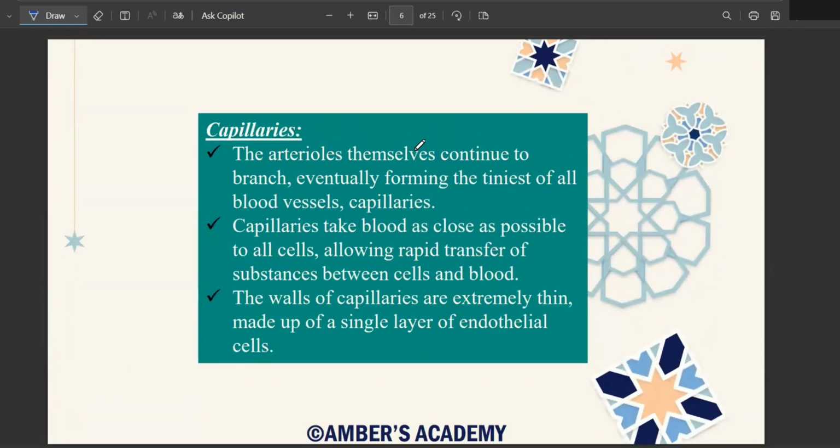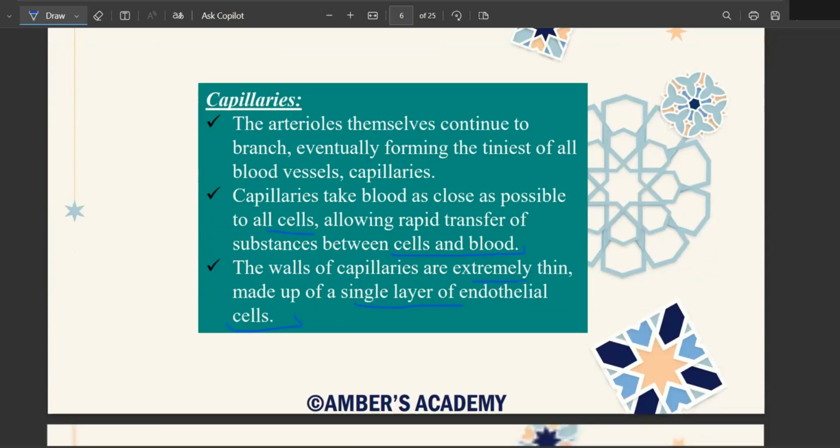So capillaries are the tiniest of all the blood vessels, and they take blood as close as possible to all the cells, and they allow rapid transfer of substances between cells and blood. Okay, so this could be asked: what is the function of a capillary? So you need to remember that capillaries take blood to all the possible cells and they allow rapid transfer of substances between cells and blood, and that the walls of capillaries are very thin and they're just made up of a single layer of endothelial cells. So this allows efficient transport of substances.